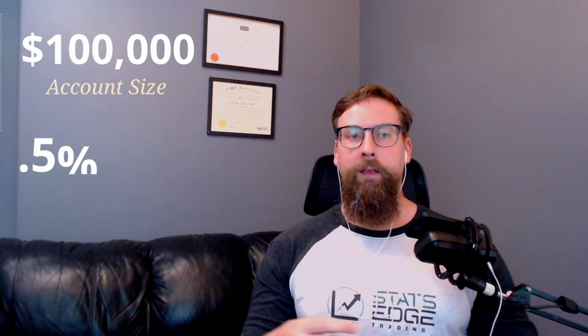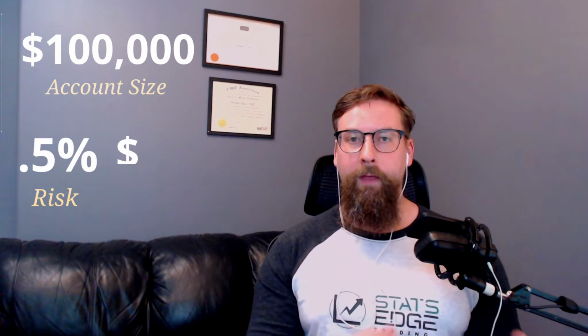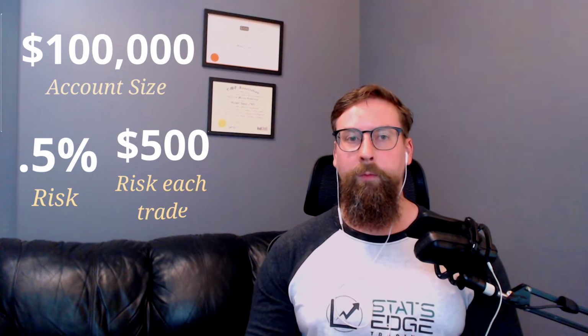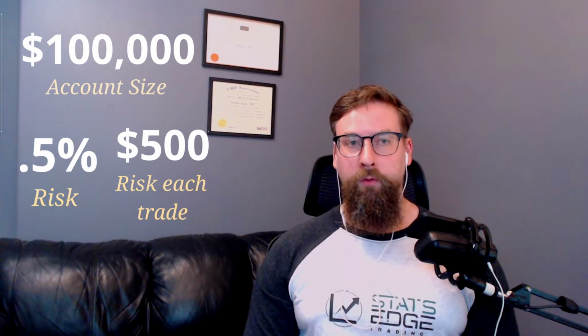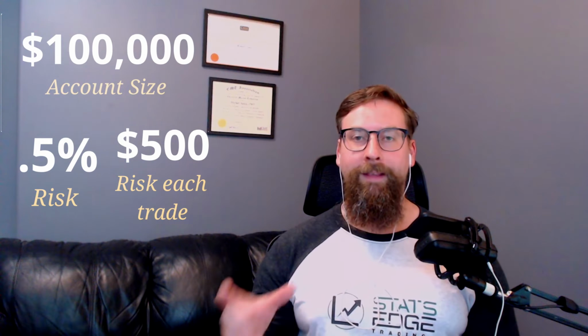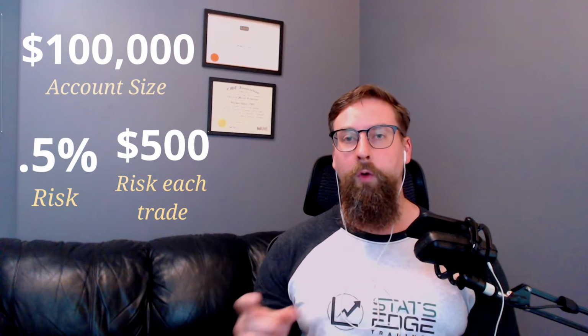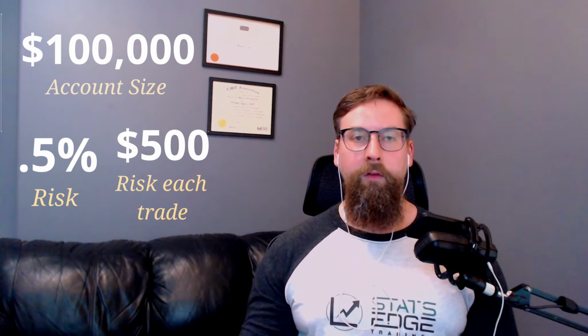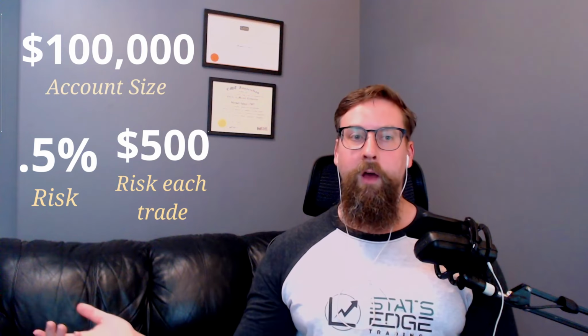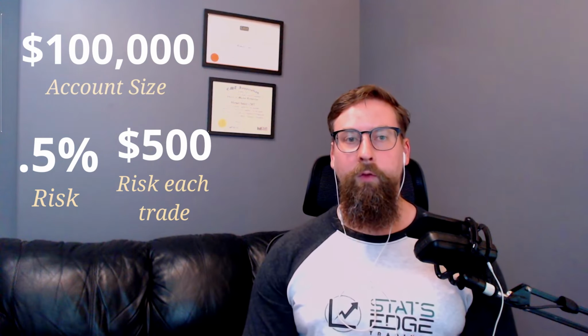So you would take the value of your account and use that to calculate the dollar risk per trade. Here you would just take the size of your account and multiply it by that risk per trade to get a dollar number that you're going to risk on every trade. So let's say $500, which is 0.5% of a $100,000 account, the example I used above.